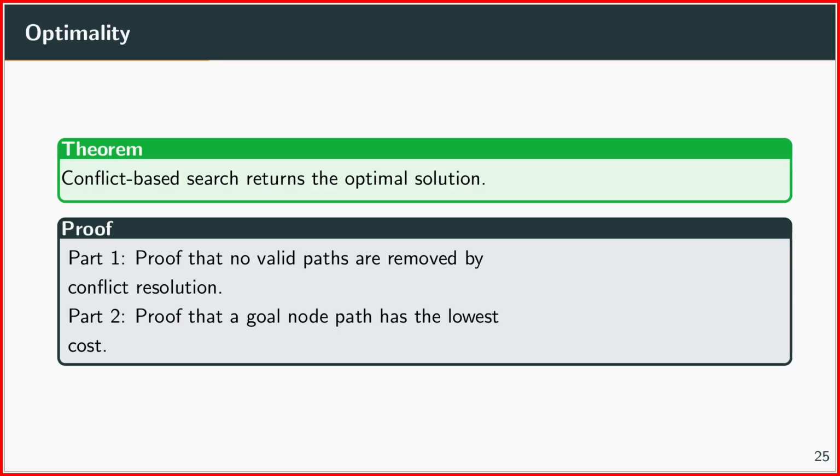One part is that we prove that no valid paths are removed by conflict resolution, by this bifurcation of constraints. And the second part is that we prove that a goal node path has actually the lowest cost. So let me just very quickly go over those 2 parts.